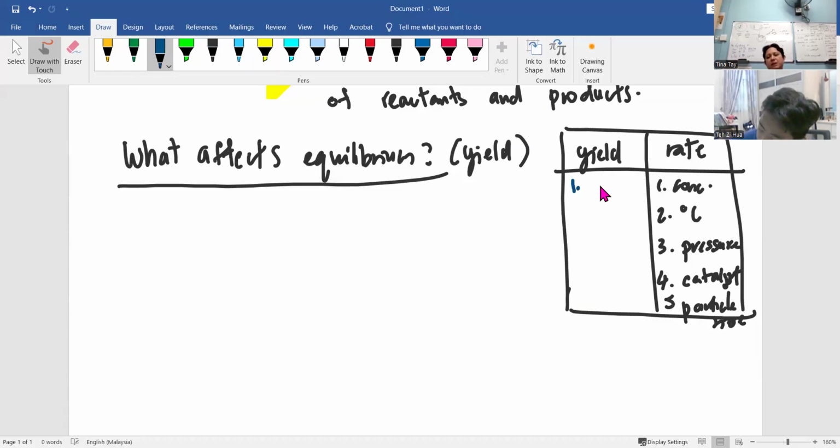Yield can be affected by concentration, can be affected by temperature, can be affected by pressure, but it's not affected by catalyst or particle size. And the way it's affected is also different.